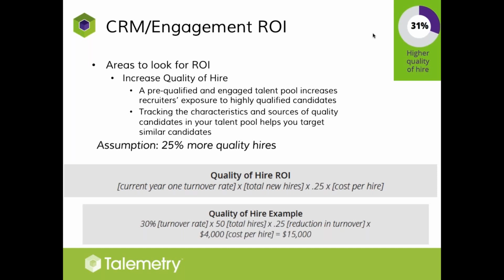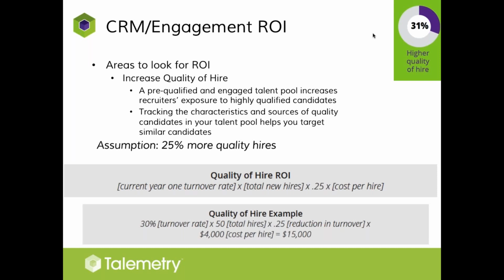So let's just use an assumption of 25% more quality hires. All right, so if we run the calculations here, and just to make things simple, we're going to do it purely by how many people did we retain in the first year, right? So if we do that calculation, we'll say that our turnover rate is 30% in the first year for new hires, and we hire 50 new hires per year.